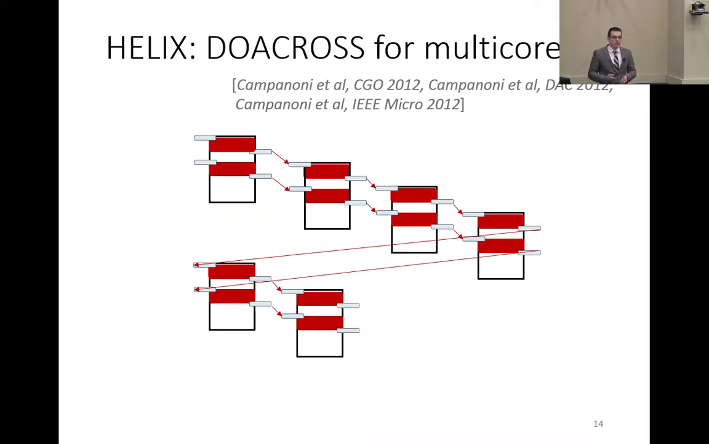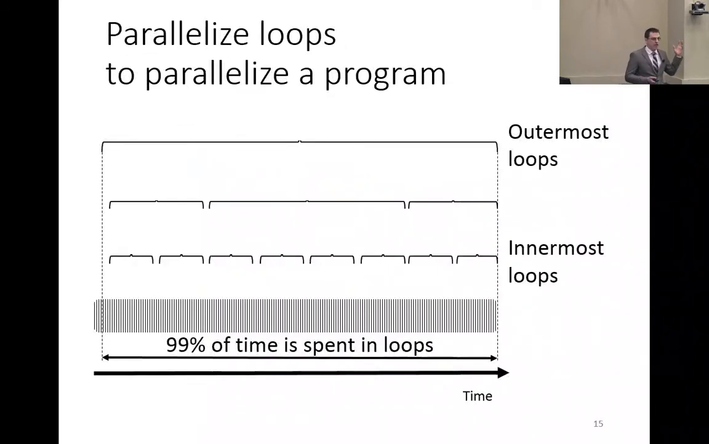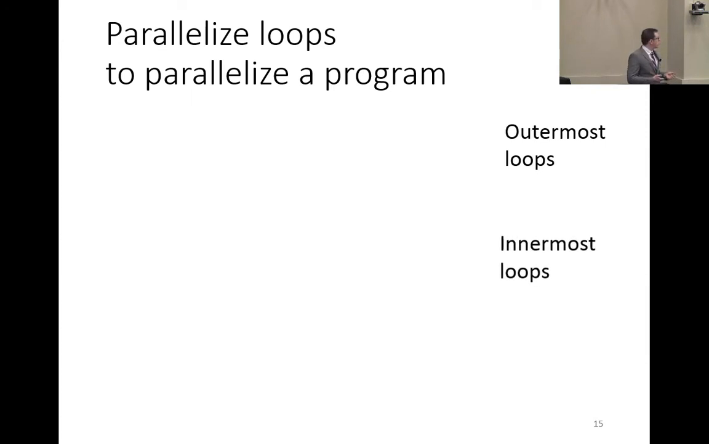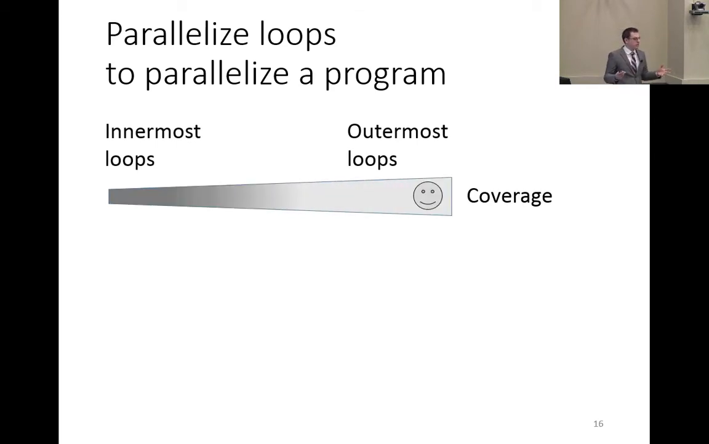However, these non-numerical programs don't have just one loop. They have an entire hierarchy of loops nested within each other. So the question is, which of these loops would benefit from this? On one hand, we have outermost loops that include the majority of the code of the program. On the other hand, we have innermost loops that are smaller and include less code. So you may think that what we want to do is parallelize outermost loops because we have high coverage of the program. And by Amdahl's law, we know this is good.